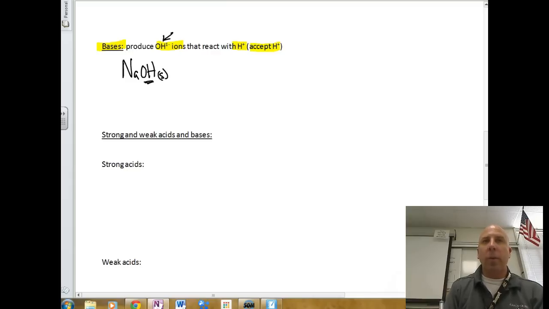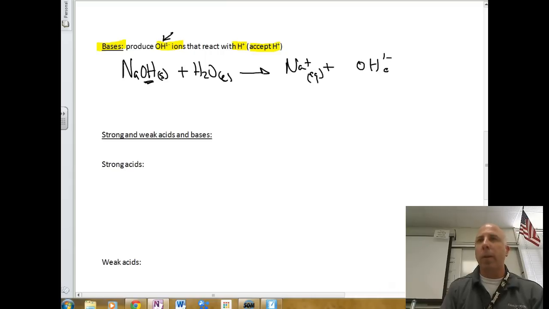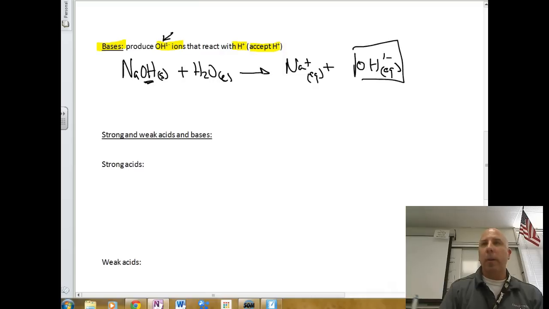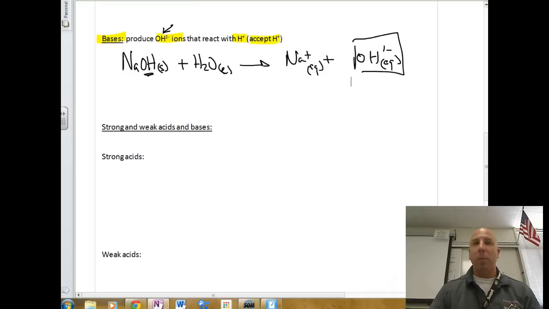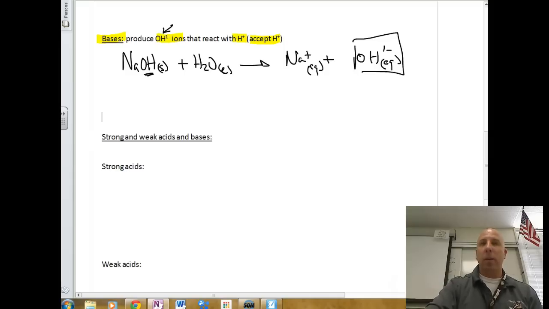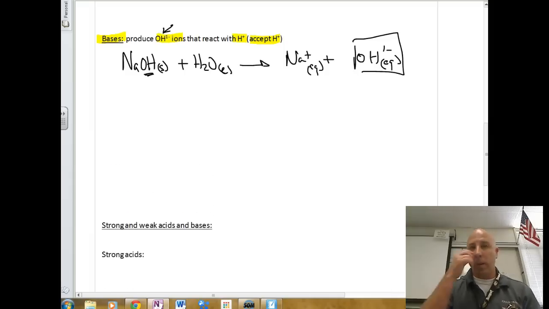So let's take some solid sodium hydroxide and throw it in water. And what's going to happen is we're going to get ionization occurring. And so we're going to get sodium ions plus hydroxide ions in solution. That's going to take care of the water with the aqueous. And so this is going to give us our hydroxide ions, which are basic. If we remember from our general chemistry, acidic solutions tend to be less than 7 on the pH scale. Basic solutions tend to be greater than 7 on the pH scale.